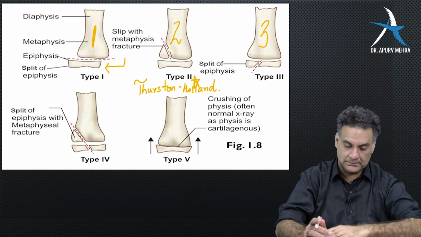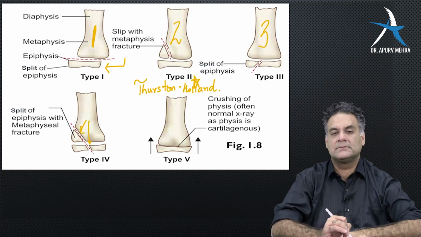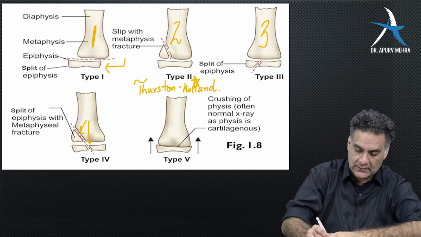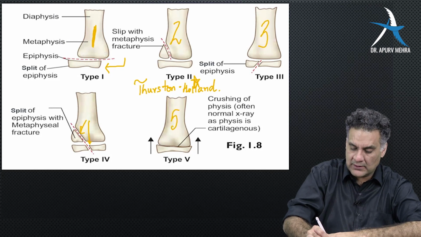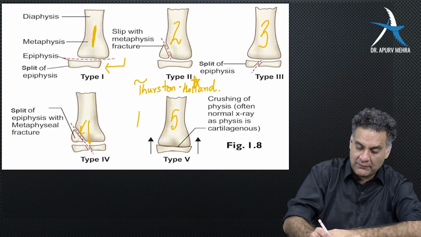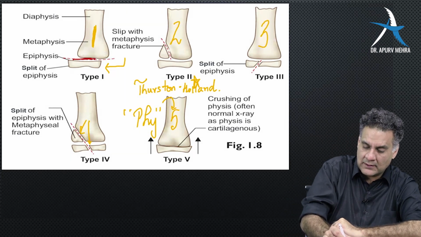Salter-Harris type 4 is a split of epiphysis along with the metaphysis. And type 5 is a vertical crushing injury where the growth plate gets damaged. Type 5, physis gets damaged.